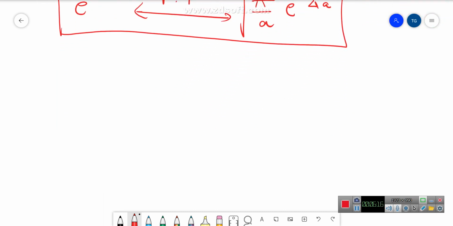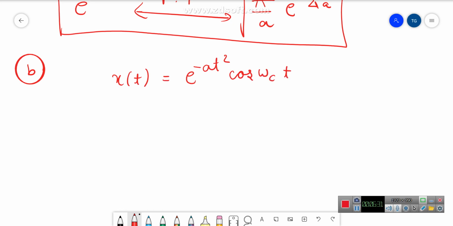Now we have to find the modulated Gaussian signal, that is, the Gaussian modulated signal given by x of t equal to e to the power minus at square into cos of omega ct, and we know cos omega ct can be written as e to the power j omega ct plus e to the power minus j omega ct by 2.